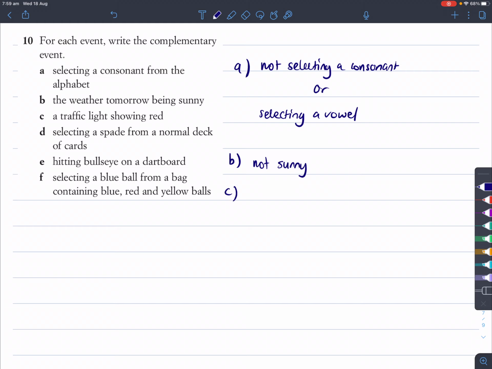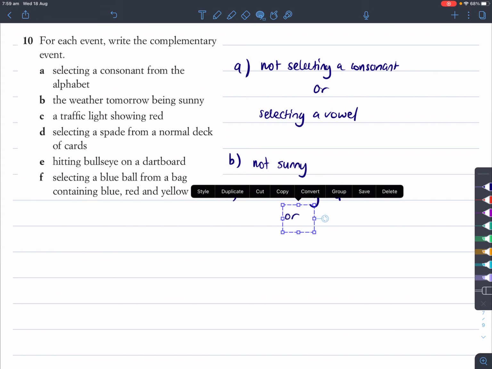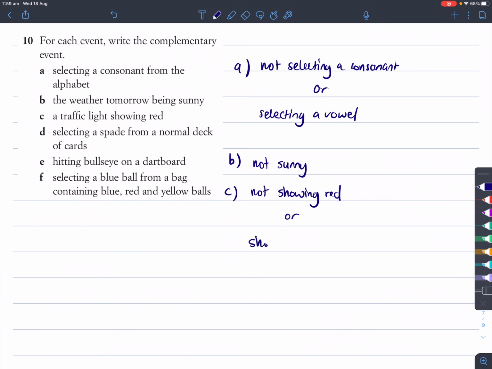C, a traffic light showing red. So we can say not showing red. You'll notice that from the first 3 questions, I always say not this, not this, not this as a complementary event. That's a safe answer. But we know that for traffic lights, they can be red, yellow, or green. So we can say or showing yellow or green.